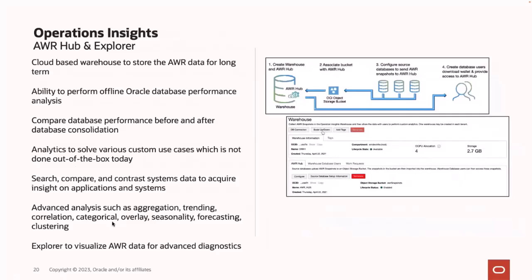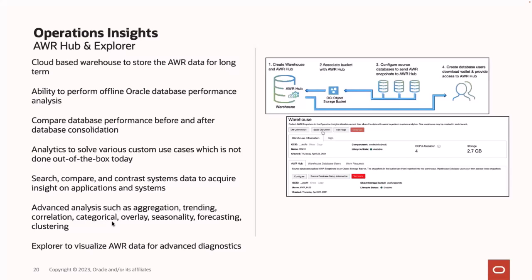Within Operations Insights, we offer this warehouse capability, which is called AWR Hub. It takes all the AWR data from your source databases and then stores it in an autonomous database within the Operations Insights tenancy. As you can see from the top, the data is ETL'd from database sources into OCI Object Storage, and from there it is ETL'd to the autonomous database. This is similar to what we had in Enterprise Manager, which is the AWR Warehouse. Essentially, it is the cloud-native solution for AWR Warehouse.